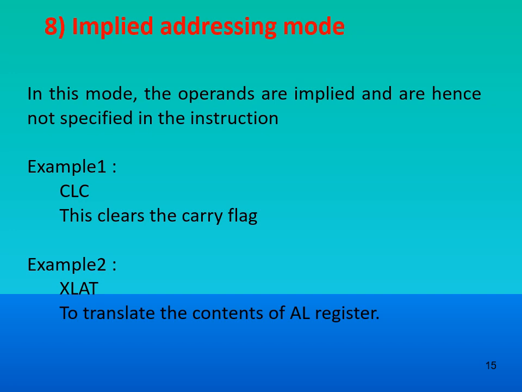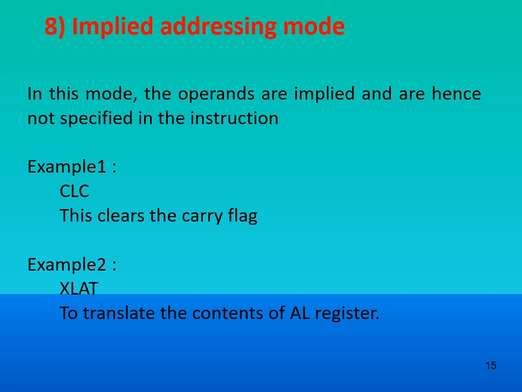The last one is implied addressing mode. In this mode, the operands are implied as the name suggests and hence not specified in the instruction. By seeing the instruction itself, the 8086 will understand what to do with that instruction and what the source operand is. CLC, the first example, clears the carry flag.